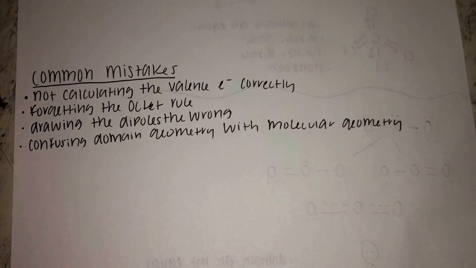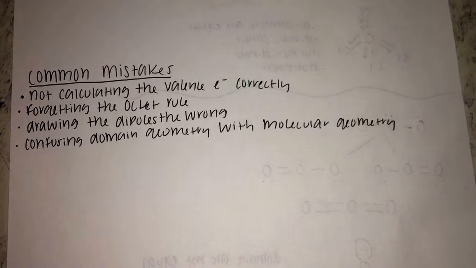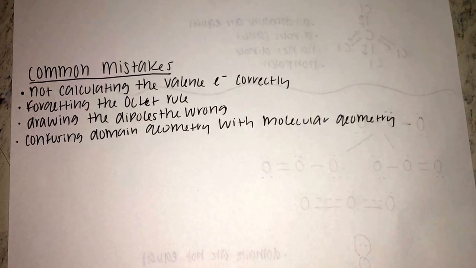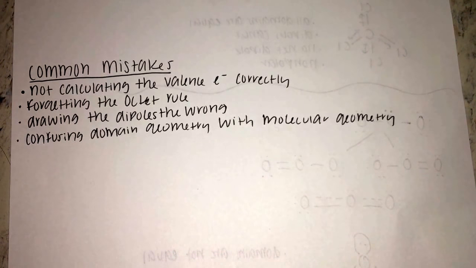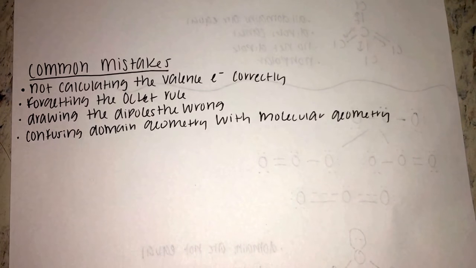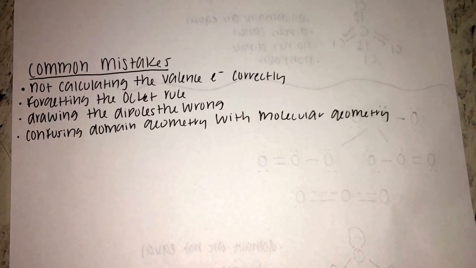Some common mistakes would be not calculating the number of valence electrons correctly, forgetting the octet rule, drawing the dipoles the wrong way, and confusing domain geometry with molecular geometry.